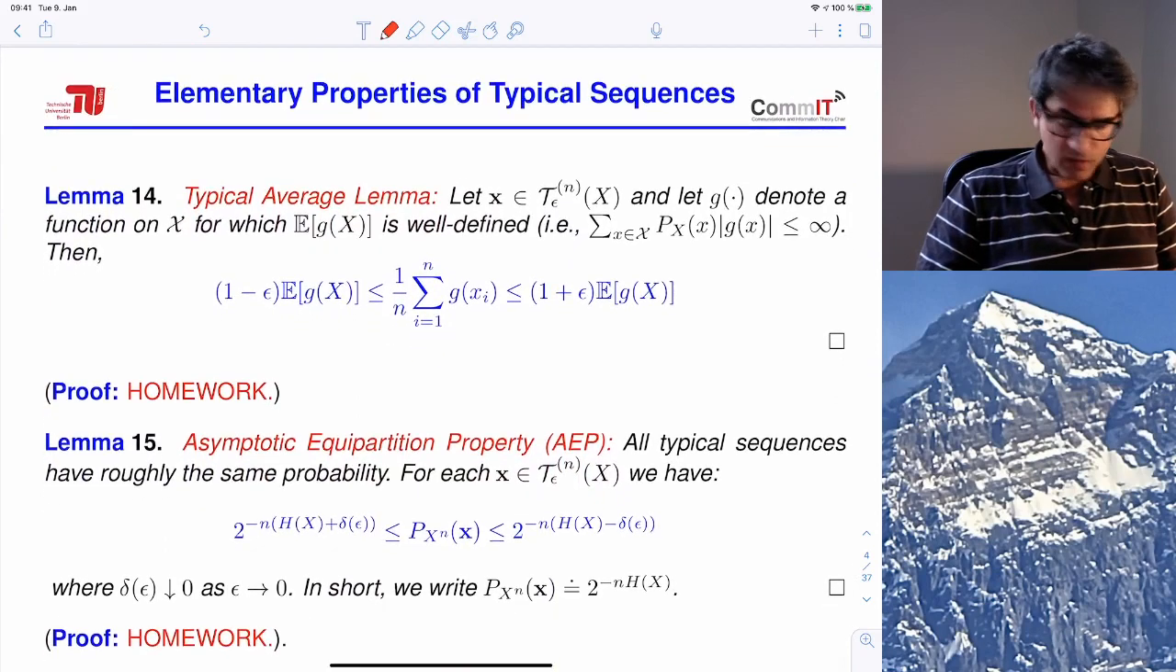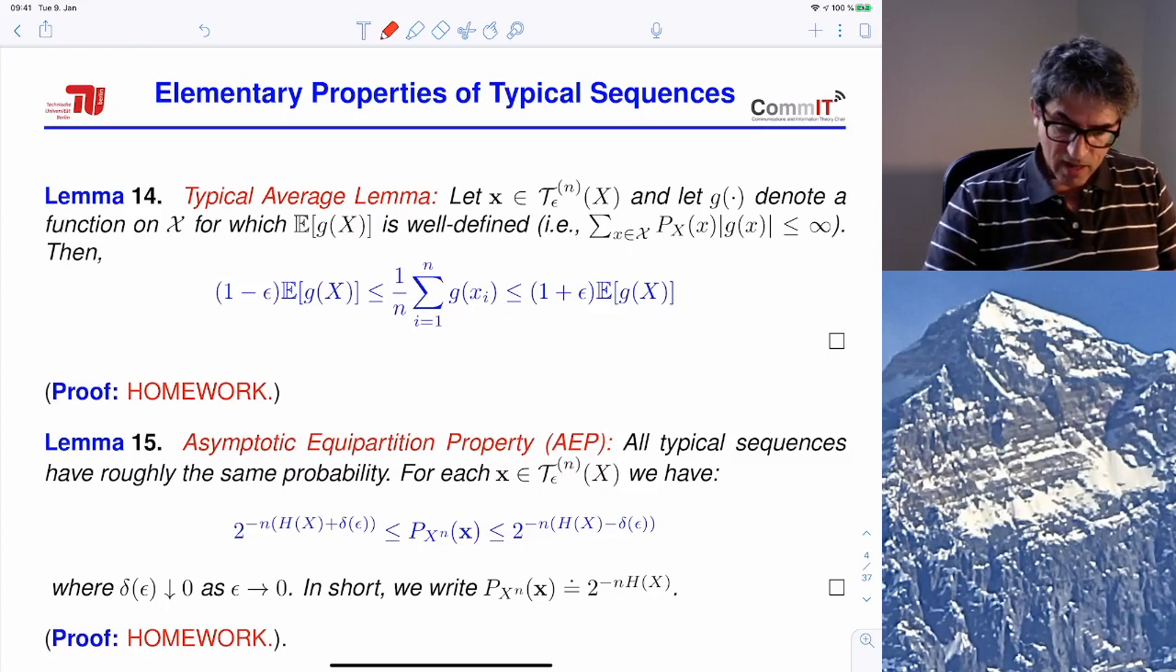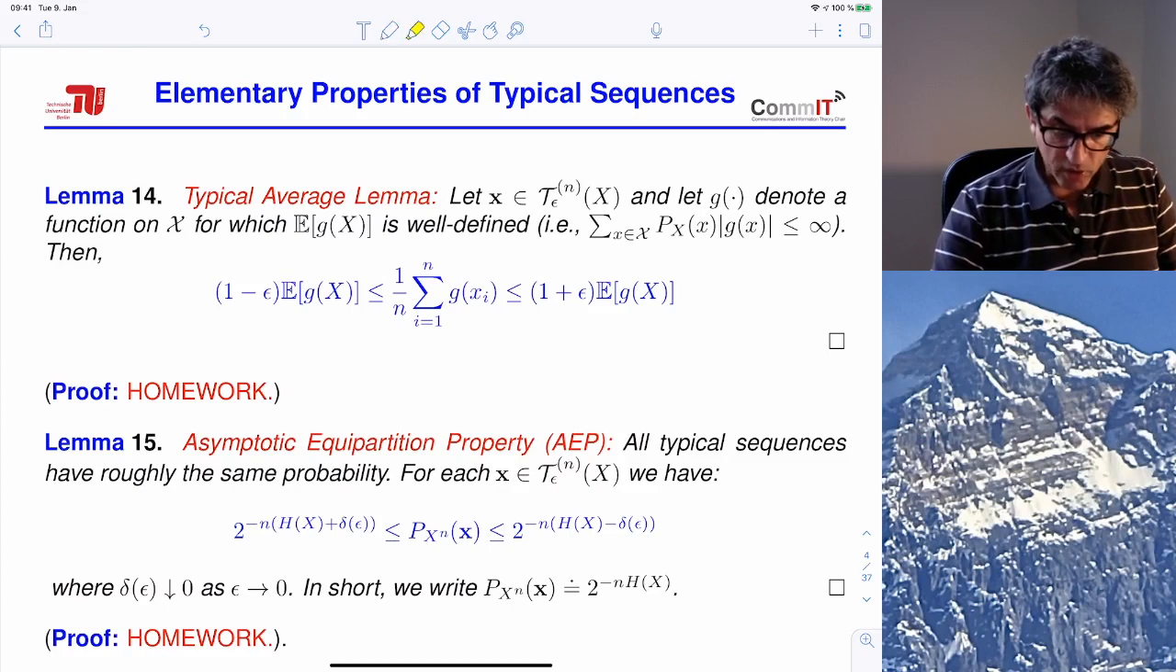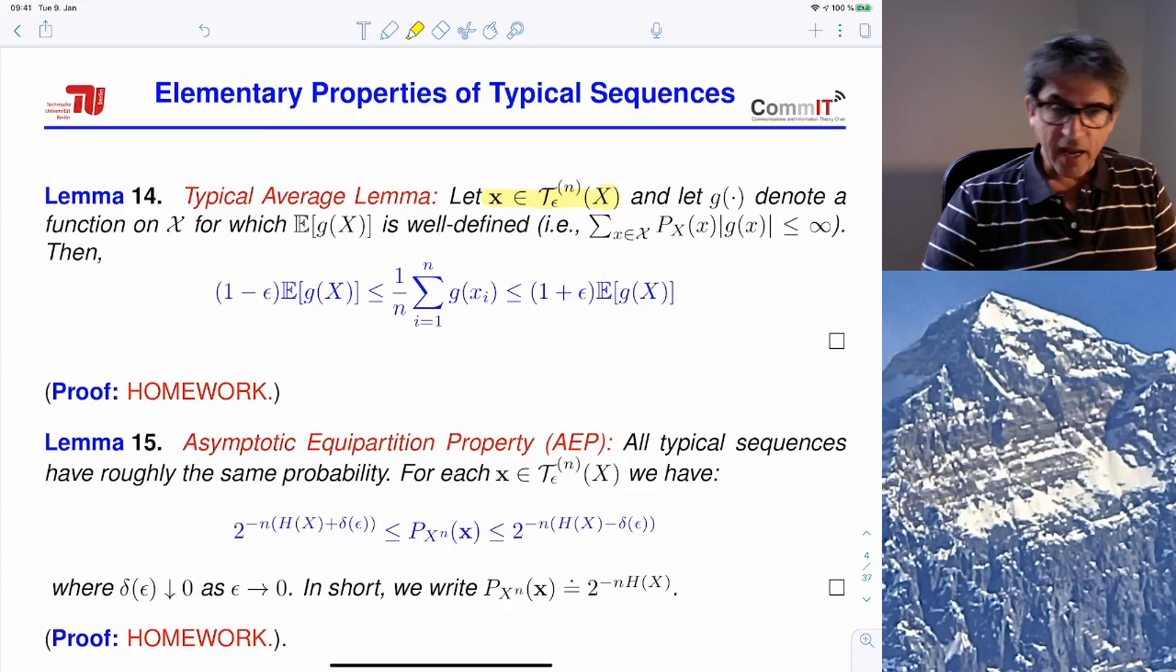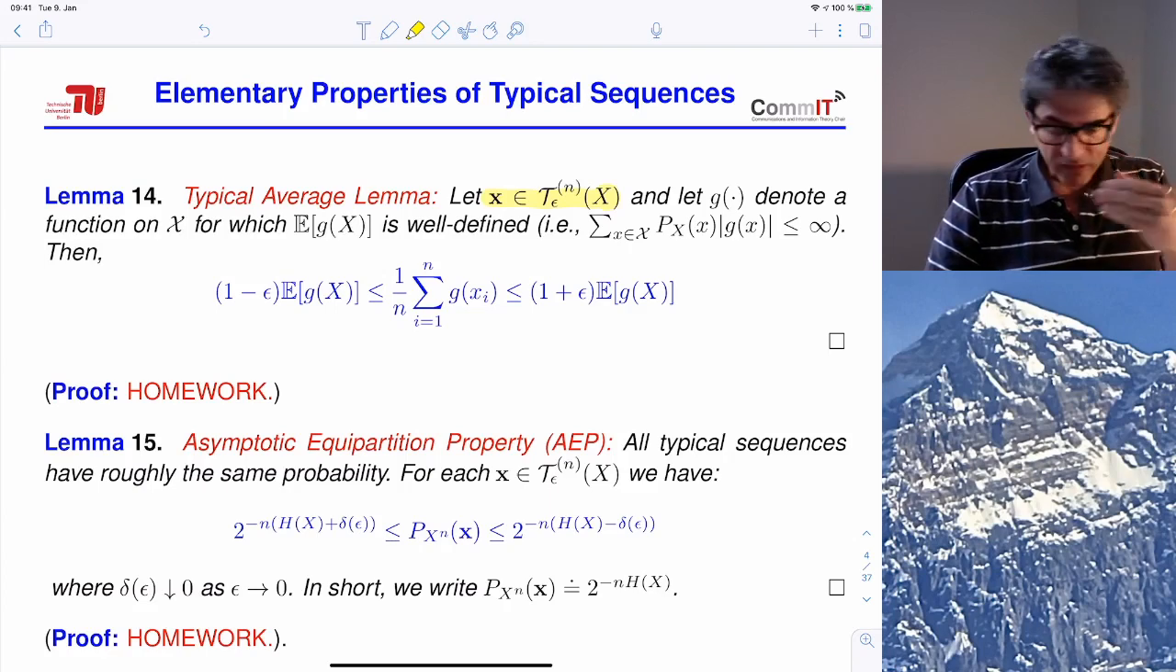Now, we have immediately some interesting properties here. One is called the typical average lemma. All sequences in the typical set are called typical sequences. I should say epsilon-typical sequences, but when epsilon is clear from the context, I will not say it all the time. I will just say a typical x. This means x is a sequence in the typical set.